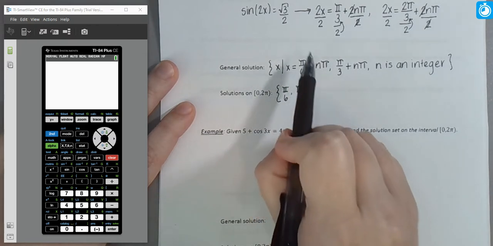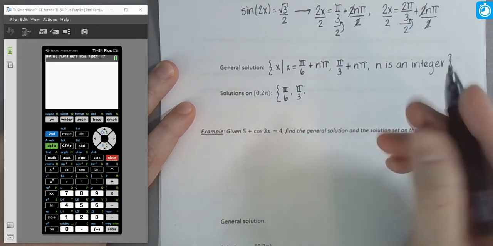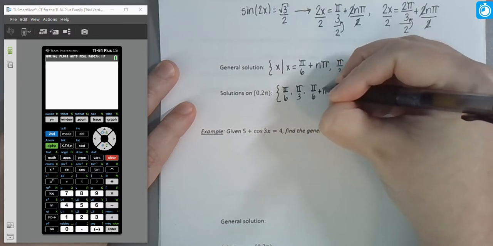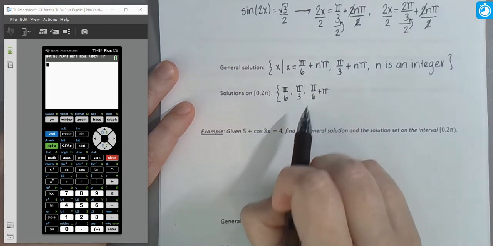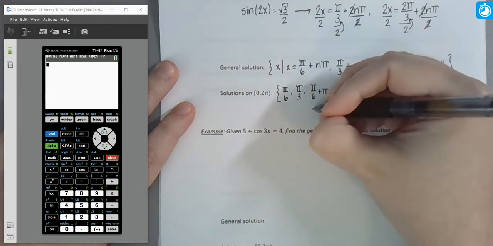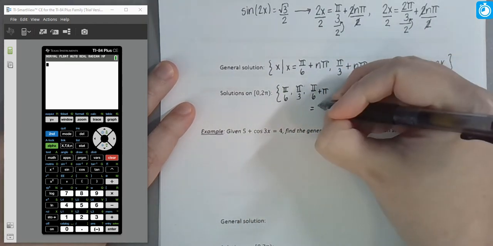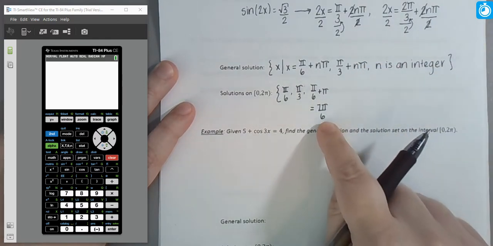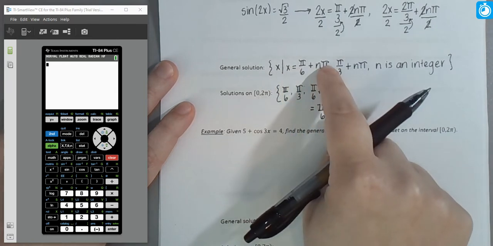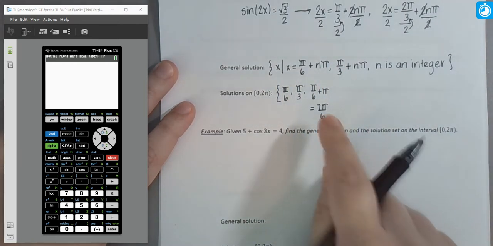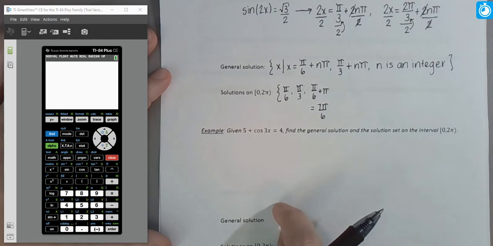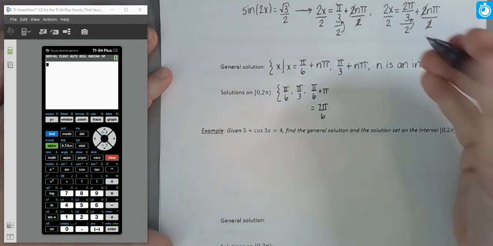Well, if we were to take pi over 6 and add on a single pi, pi over 6 plus pi, we could think of that as pi over 6 plus 6 pi over 6, otherwise known as 7 pi over 6. So 7 pi over 6, which is generated from this formula, is another solution to the equation. And notice, it's also within that rotation from 0 to 2 pi. So it is also included as a solution with the 2 fundamental ones we found.